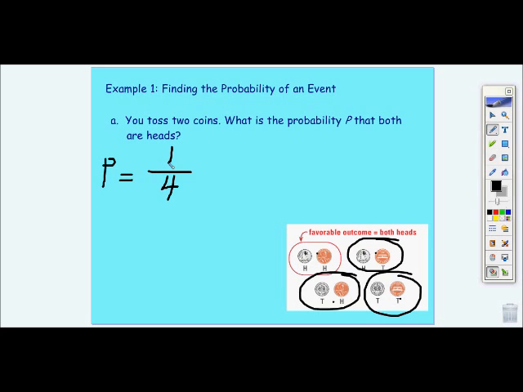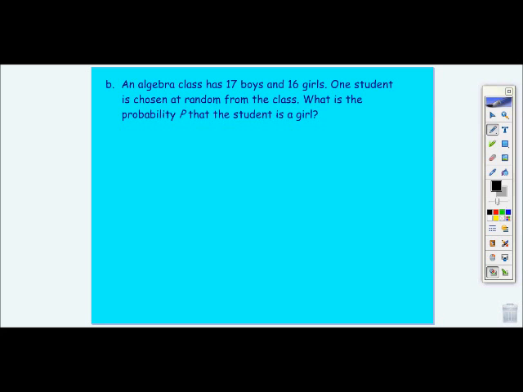Okay, the favorable outcome is there's only 2 sides to the coin. You only have 1 chance at it. You have one possibility of it. So one side will be what you want it to be, but you're going to toss it 4 times, so you have 4 outcomes. So the probability would be 1 out of 4. Okay, and let's move on to the second part of this.